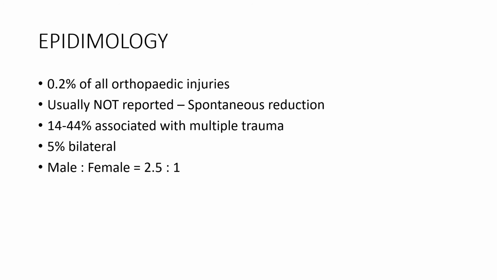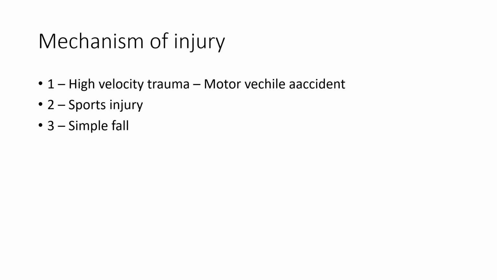Knee dislocations have in recent years become increasingly recognized because of advances in imaging modalities and a better understanding of the dynamic nature of knee stability through three major ligamentous structures and the joint capsule. So mechanism of injury can be a high velocity trauma, that is a motor vehicle accident, or a sports injury, or a simple fall.